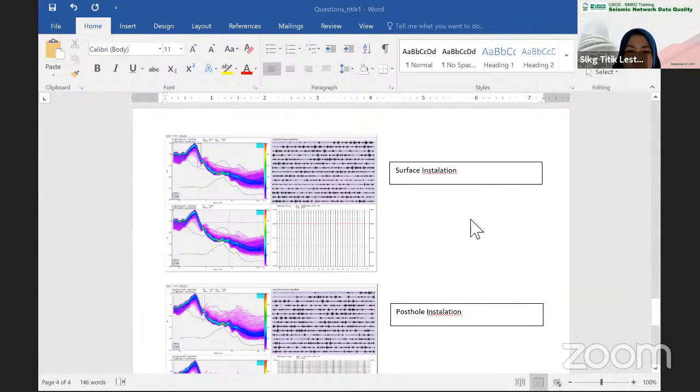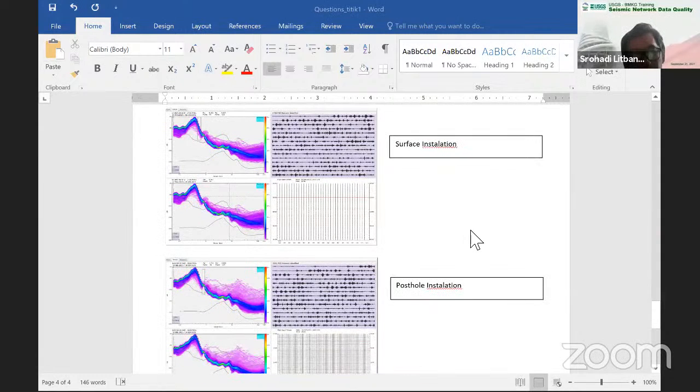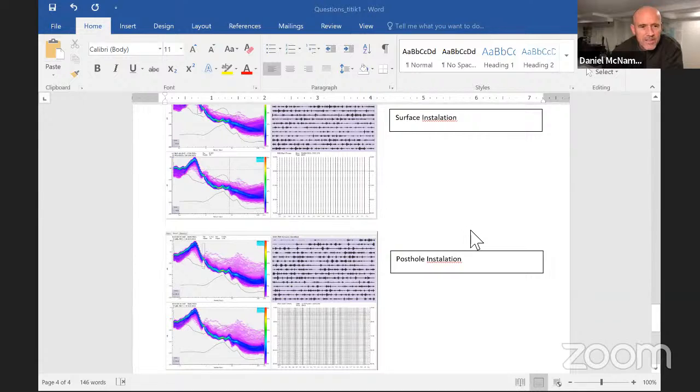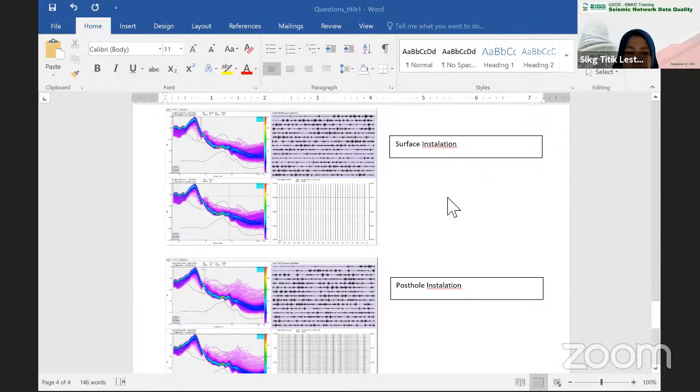Is it an instrument problem or higher cultural noise? It doesn't look any different, does it? That's hard to say. Is it the same sensor or a different sensor? I think you should try two different sensors first, Mbak Titi, to make sure the instrument is okay.